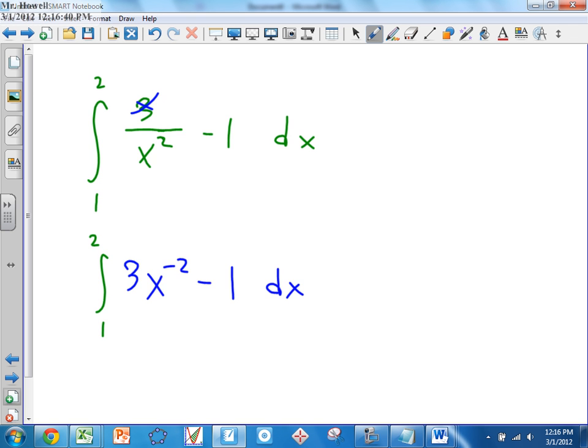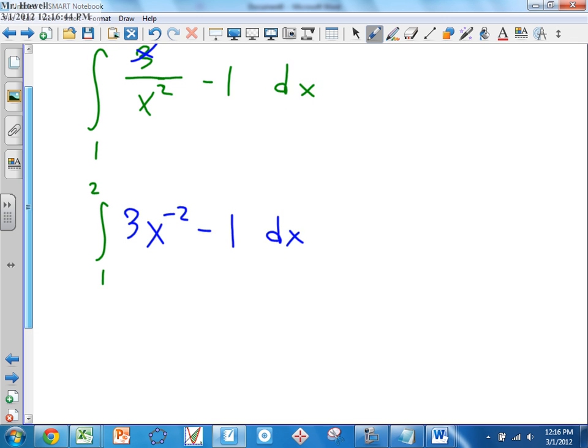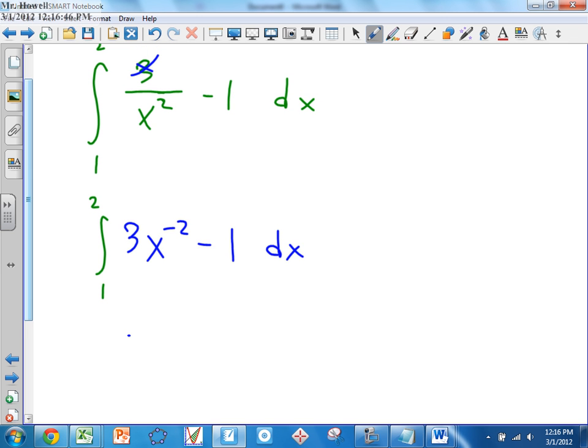Integral. Negative 1, because you got to go up a power. Negative 3 is actually going down a power. Remember, what is negative 2 plus 1? It's negative 1. And divide by negative 1. Yeah, and you're going to see the negative 3x, and then minus x, evaluated from 1 to 2.